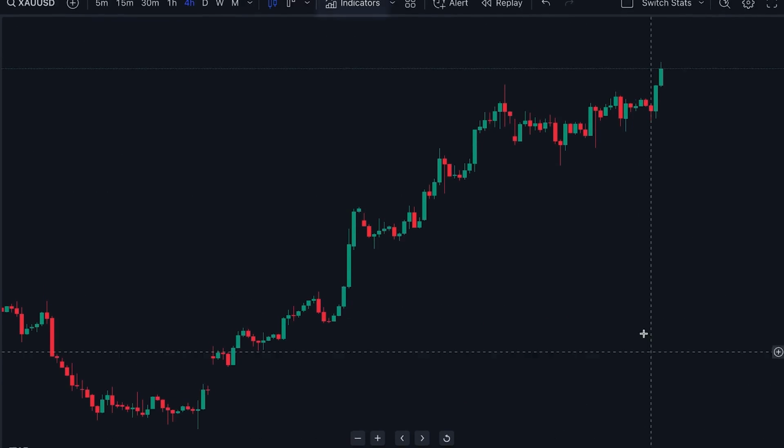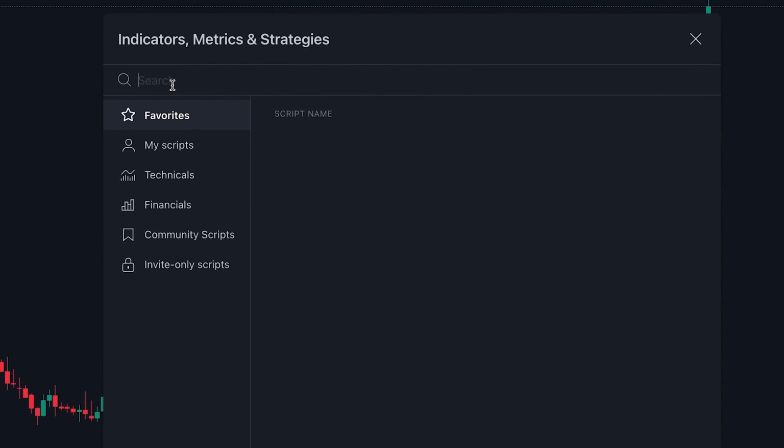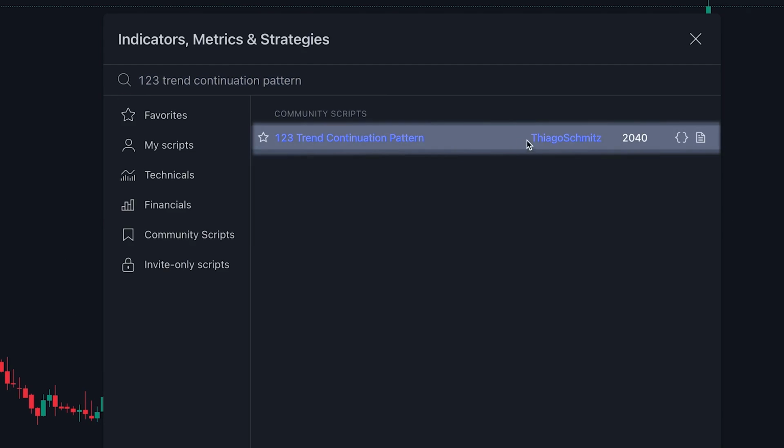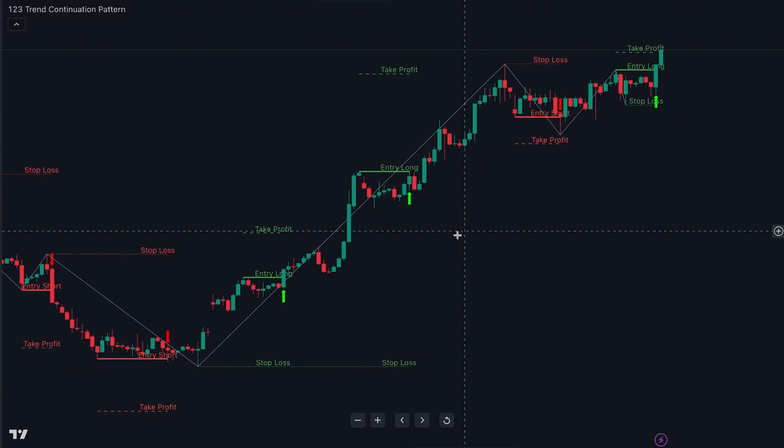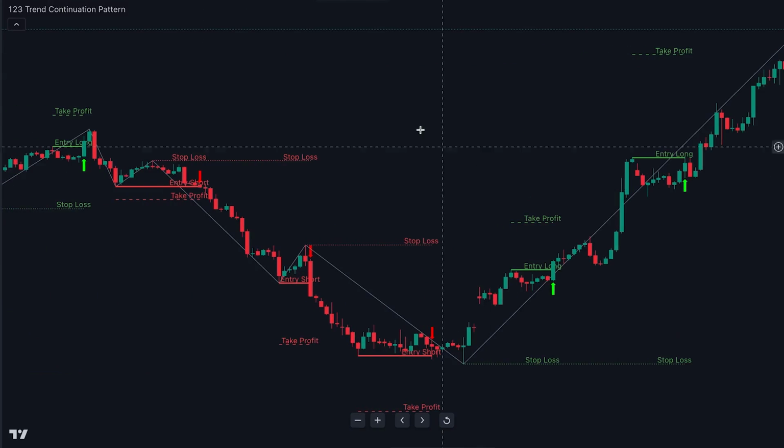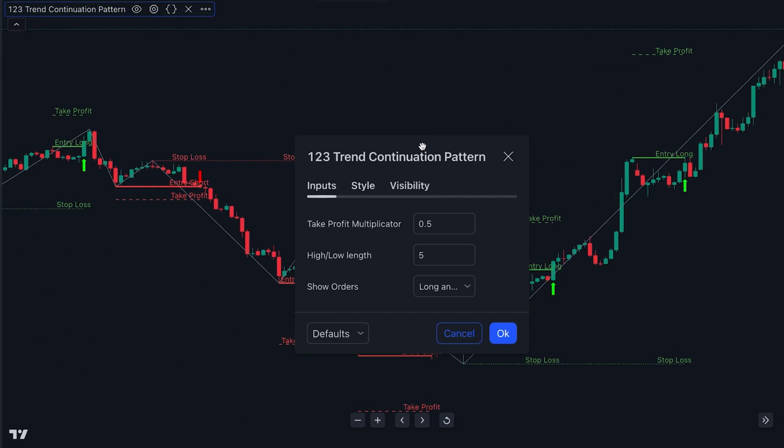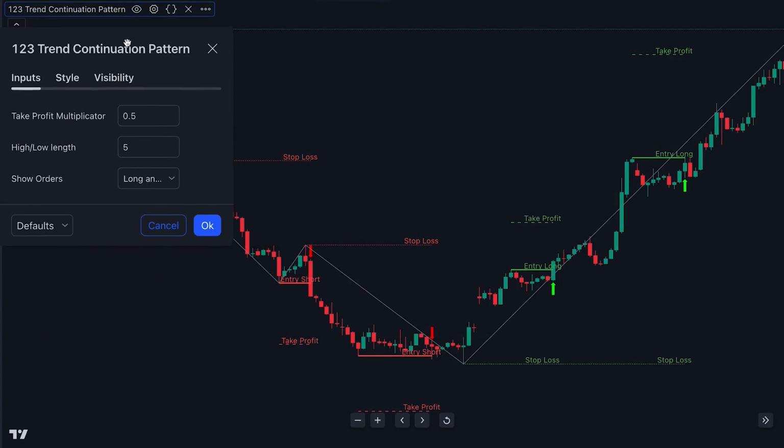To do this, let's go to the Indicators Search tab and search 1-2-3 Trend Continuation Pattern. Select the indicator made by this user and add it to the chart. Now let's view the indicator's input settings by clicking on the gear icon. As you can see, we have 3 options available.